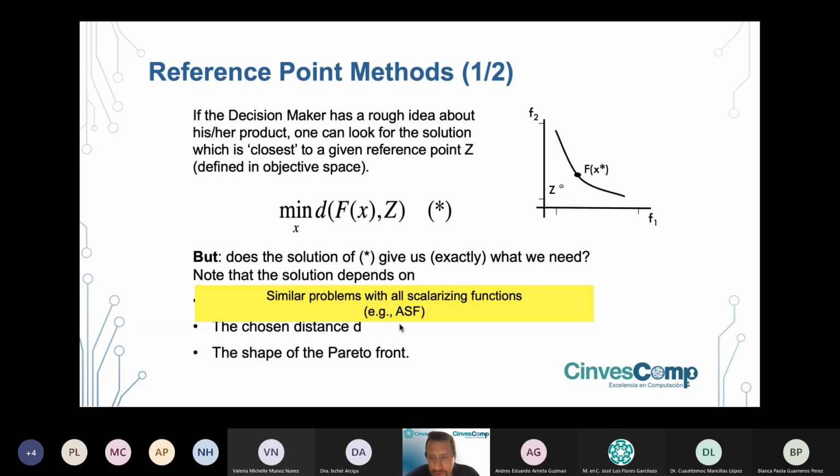All of them are fast motorcycle problems, right? With their own advantages and disadvantages. Okay, muy bien. So now this is the reference point method, and I have one point.